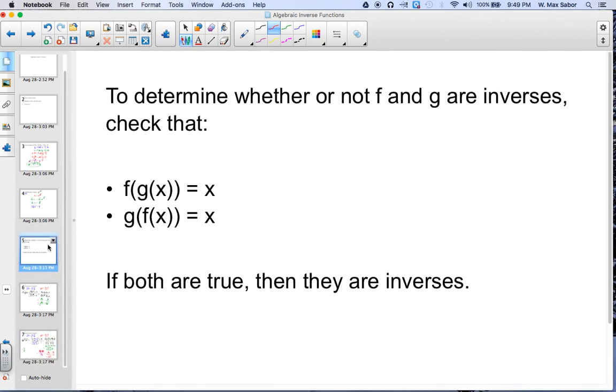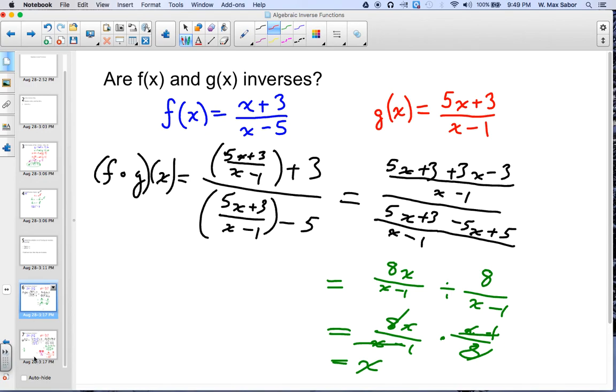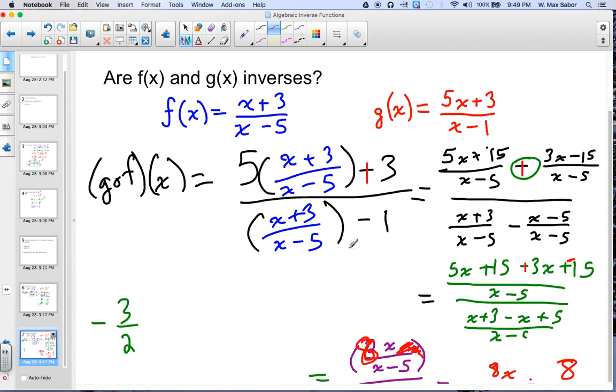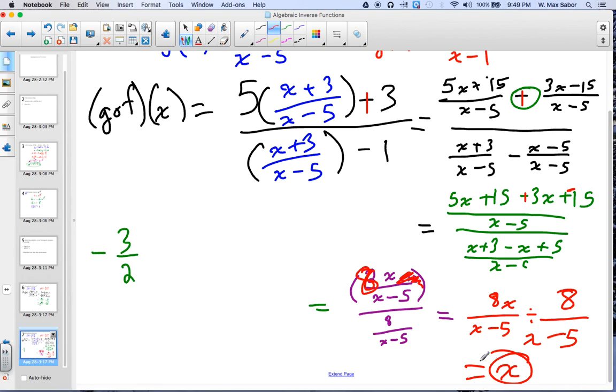So this is again how to determine whether two functions are inverses. Find f of g, find g of f, and if they are inverses, they'll both end up as x.